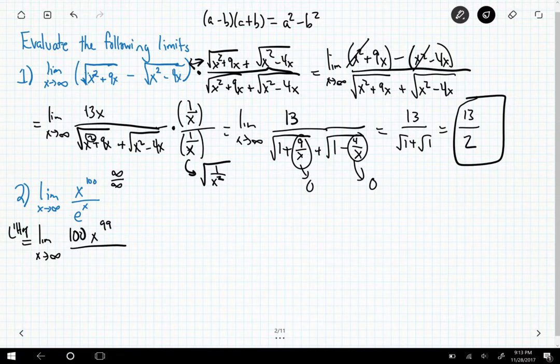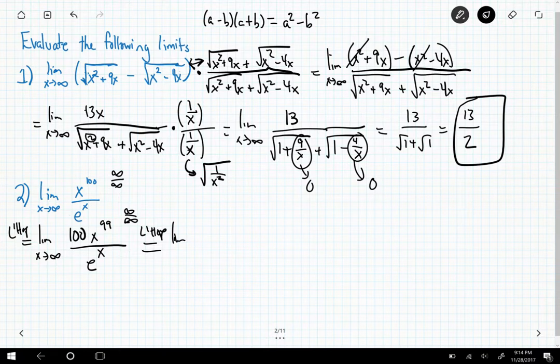So the derivative of x to the 100th is 100x to the 99th, just by the power rule. And the derivative of e to the x is just e to the x. Okay? Well, notice you plug in infinity again, you get infinity over infinity. Oh boy, so we have to use L'Hopital's rule again, because we had infinity over infinity, another indeterminate form.